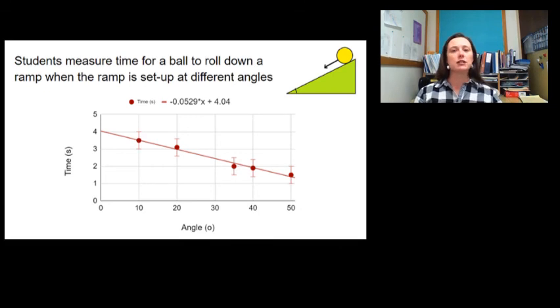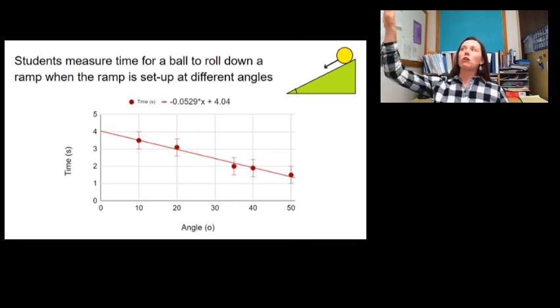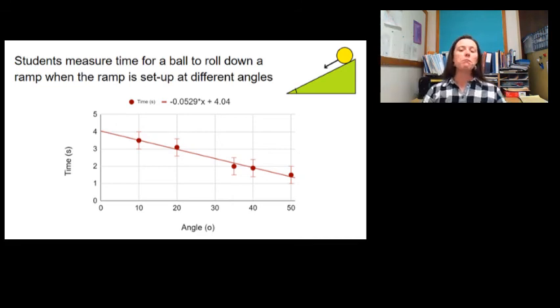Okay, a chance for you to practice this on your own. In this setup, we have students that are rolling a ball down a ramp, and they're measuring how long it takes the ball to get down the ramp. Then they're changing the angle of the ramp and measuring it again. So they've changed the angle from, looks like, 10 degrees to 50 degrees, making that steeper and steeper, and then measured the time that it takes to roll down the ramp for each one of those. Okay. They've obtained a line of best fit that's given at the top. y equals negative 0.0529 times x plus 4.04.